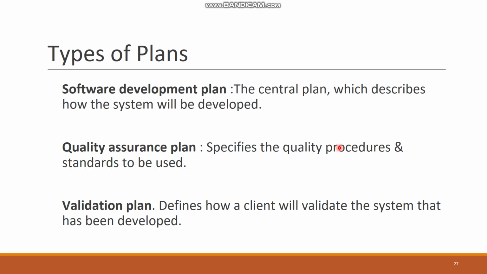Types of plan: there are multiple plans. One is the software development plan, the central plan which describes how the system will be developed. The quality assurance plan will determine what the quality procedures and quality standards are that you are using. The validation plan defines how a client will validate the system that has been developed. This validation plan is normally for the end user to see what type of tests he or the company will run to check whether the software has been completed or not.